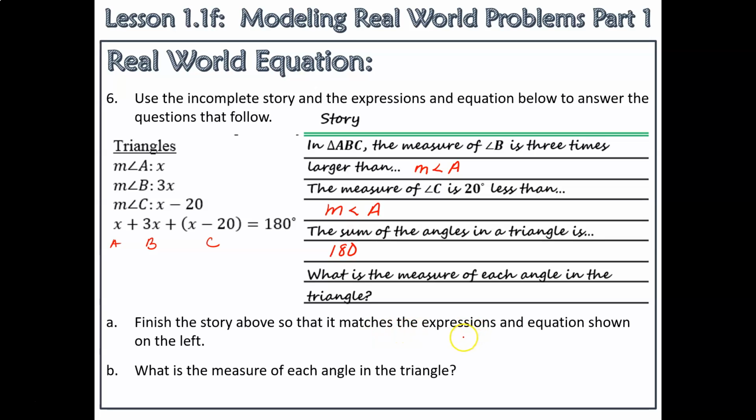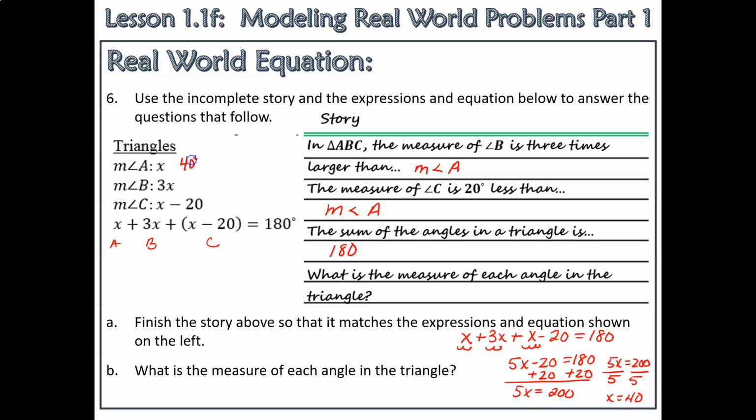So we are going to take this equation that was given to us, and we're going to solve for x, and then we can figure out all of the angles. So I have x plus 3x plus 5x minus 20 equals 180. I'm going to add 20 to each side. So 5x equals 200. And if I divide each side by 5, I have x is 40.